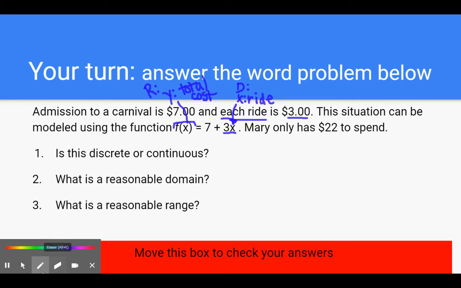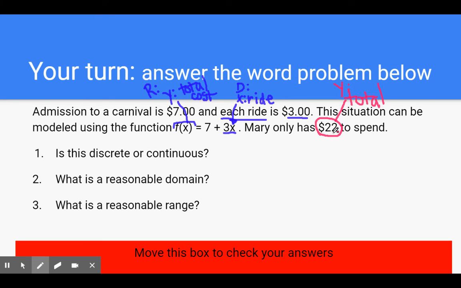Now we have to answer the question, Mary only has $22 to spend. Okay, so you want to recognize $22 is money. $22 is like my y. $22 is the total cost. And this is setting a barrier for me. This is setting, okay, that's my restriction on my y values. So I'm looking to think about, this is my total that I can spend.